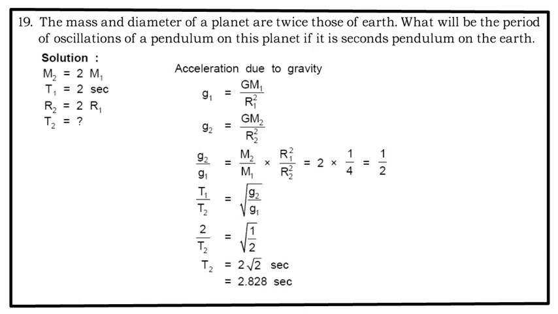Put all the respective values in the expression. So T1 by T2 is equal to square root of g2 by g1. Now g2 by g1 we have calculated above, that is 1 by 2. And T1 is known to us, 2 seconds. So T2 is equal to 2 root 2 seconds, that is root 2 is 1.414. So 2.828 seconds is the final answer.